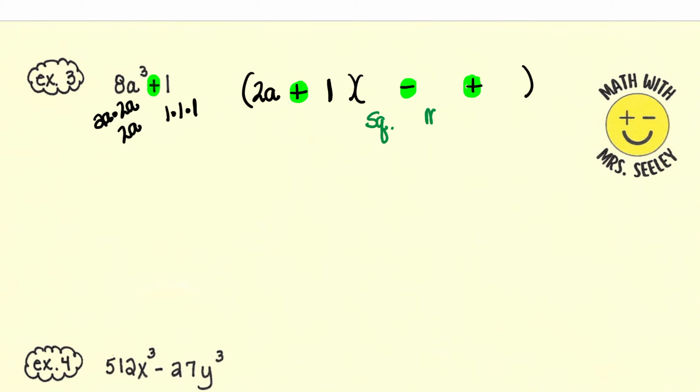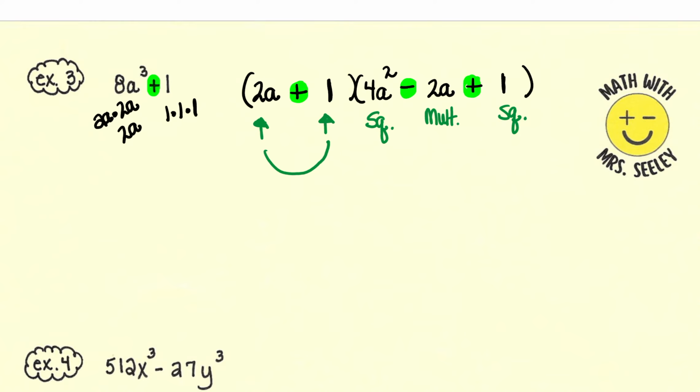Square, multiply, and square. So go back to your short and square this. You're going to square the 2 and the a. So if you square 2, you get 4. If you square a, you get a squared. All right, multiply the two together. 2a times 1 is 2a. And then you're going to square the last. Square 1, and you get 1.